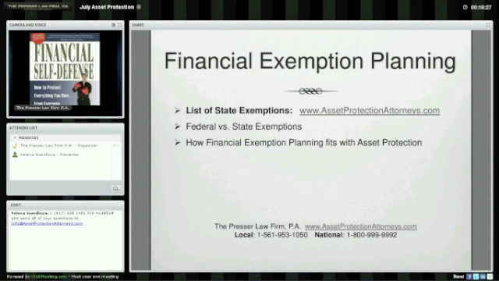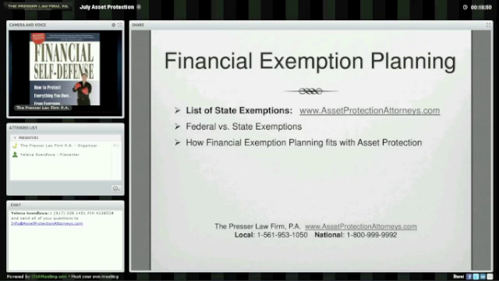Well, it's not the same in every state. For example, in Florida, your life insurance is protected 100%. Contrast that with, I think it's Georgia, they're only protected about $4,000. So you definitely want to go online to www.assetprotectionattorneys.com. On the left-hand side, look for the financial exemption planning. Look up your state and see what is and what isn't protected.